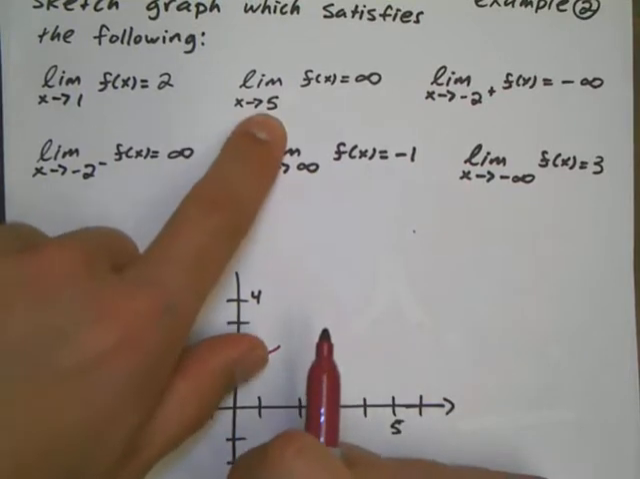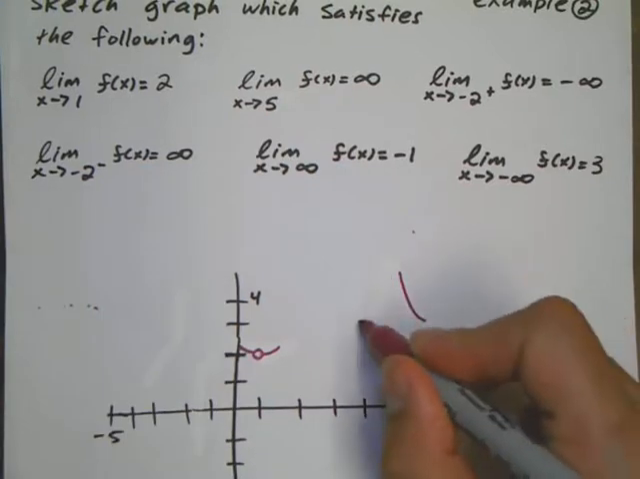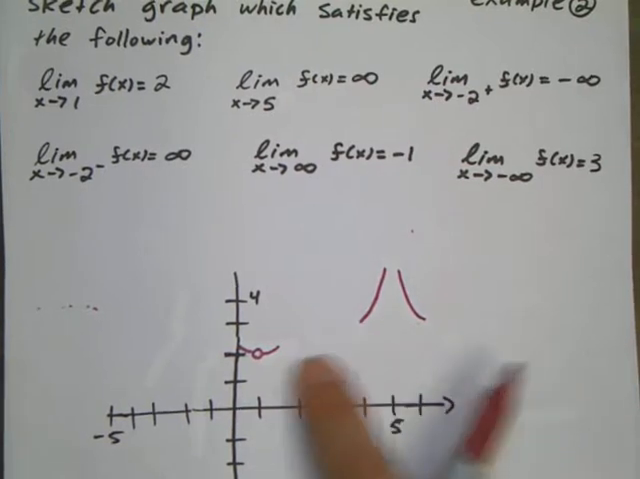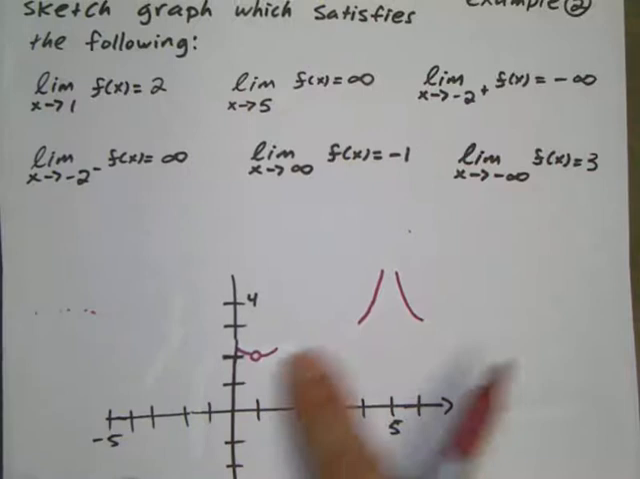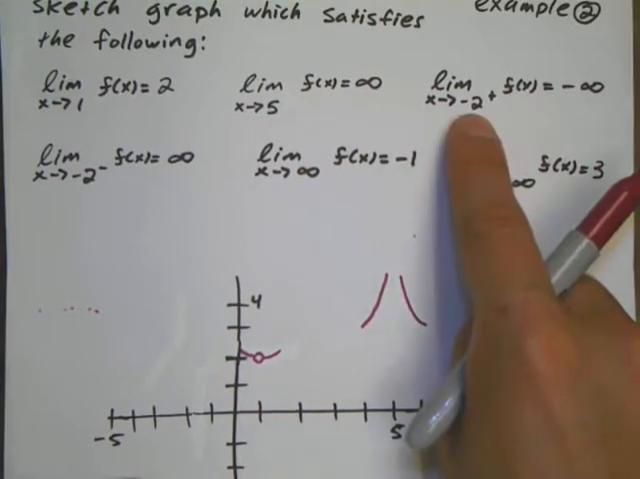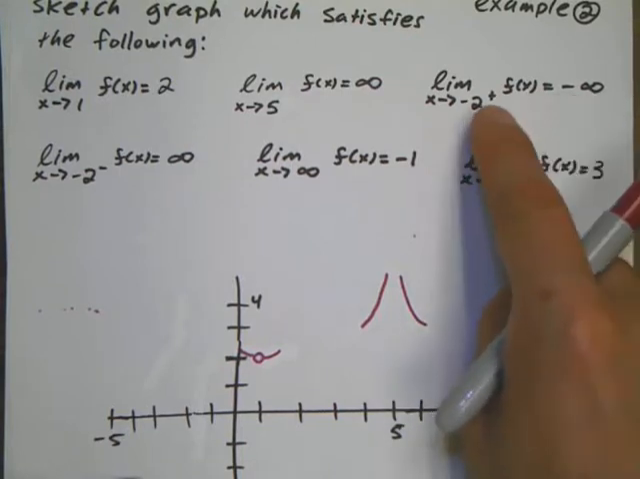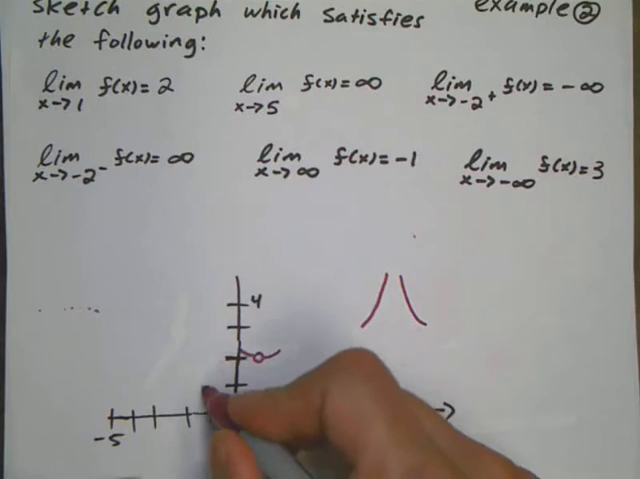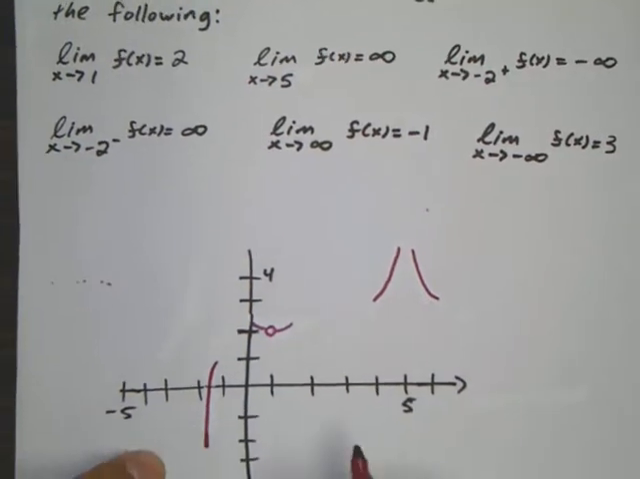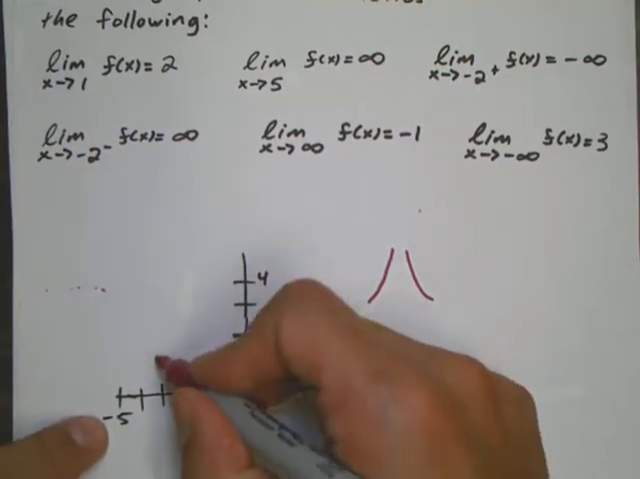Limit as x approaches 5 is infinity. So that means if I approach 5 from both sides, it's taking me towards infinity. Again, I don't really know what happens in between. Once I'm done with all this, I'll connect the graphs accordingly. Limit as x approaches -2 from the right takes me to -infinity. So if I approach -2 from the right, I have to shoot down towards -infinity. If I approach -2 from the left, I have to shoot up towards positive infinity.